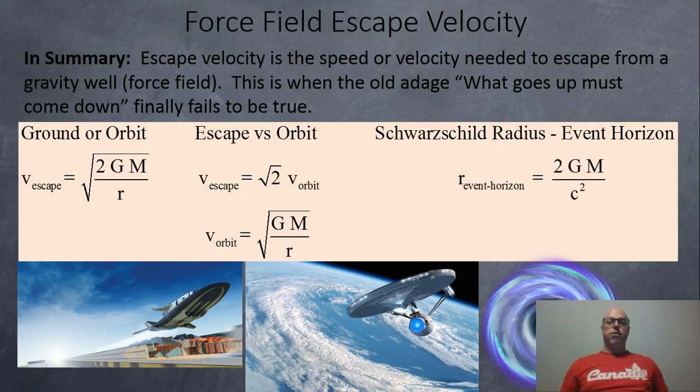So, the escape velocity is the speed or velocity needed to escape from a gravity well or force field. And this is when the old adage, what goes up must come down, finally fails to be true. And so the useful formulas here: escape velocity is the square root of 2GM over r. If you're on the ground or in orbit, it doesn't matter. If you want to compare escape velocity to orbital velocity, your escape velocity is root 2 times the orbital velocity. And if you are interested in black holes, the Schwarzschild radius, where you find the edge of the event horizon, is 2GM over c squared.